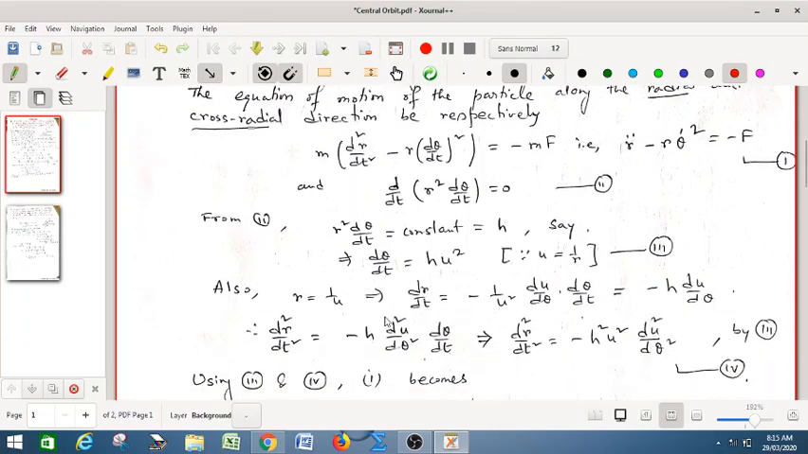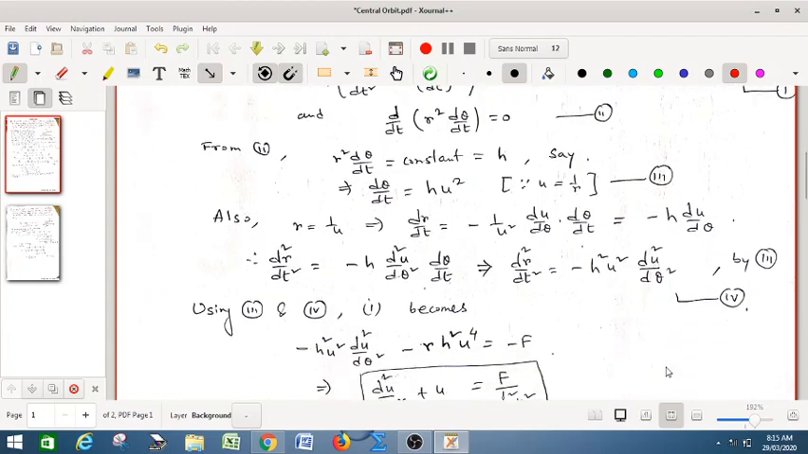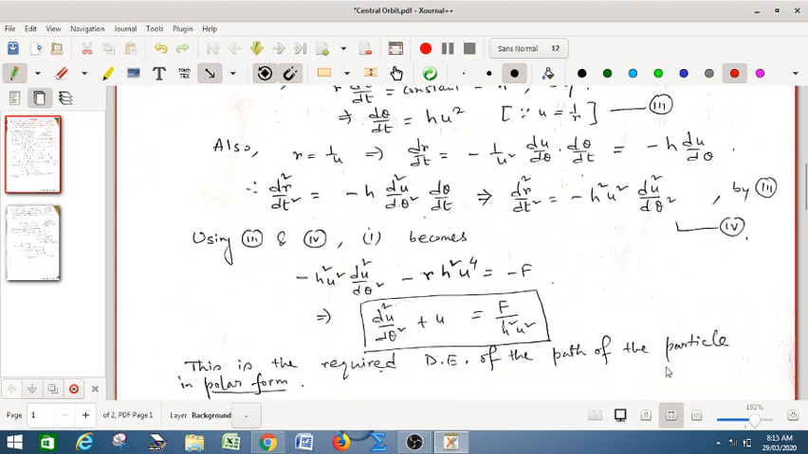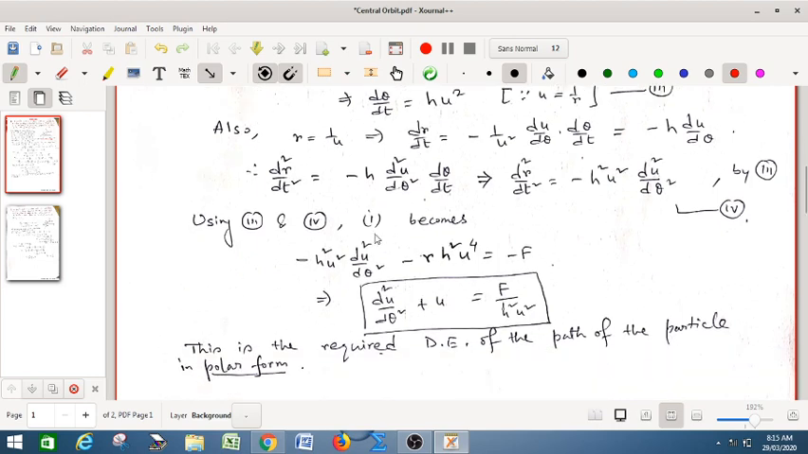Now r is equal to 1 by u, so we can easily find dr/dt as minus h du/d theta, and d2r/dt2 as minus h u square d2u/d theta 2. Using 3 and 4, substituting 3 and 4 in 1, we get the final differential equation of the path of the particle in polar form.